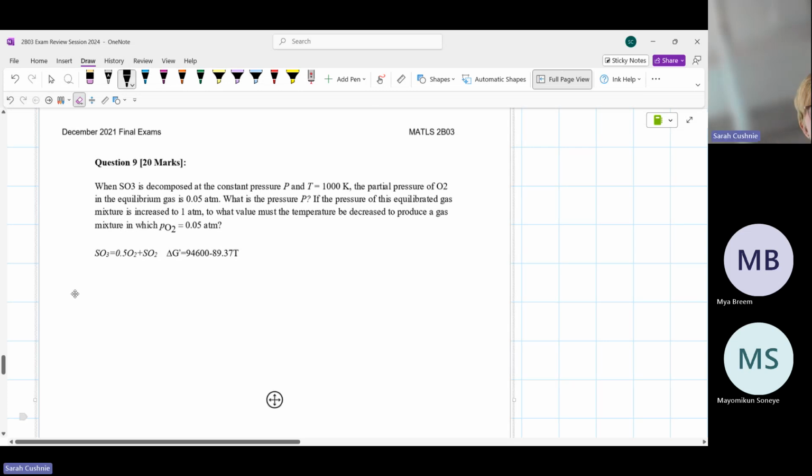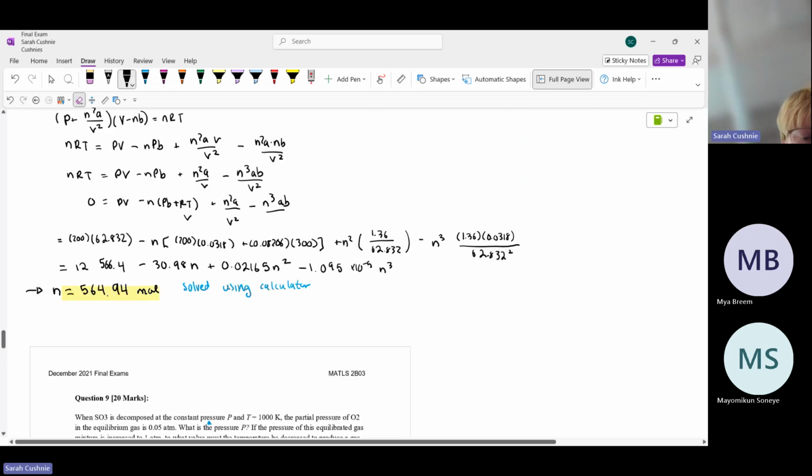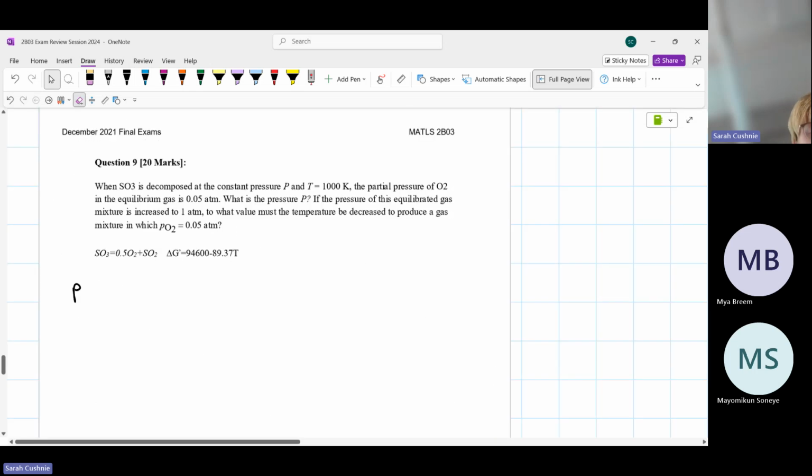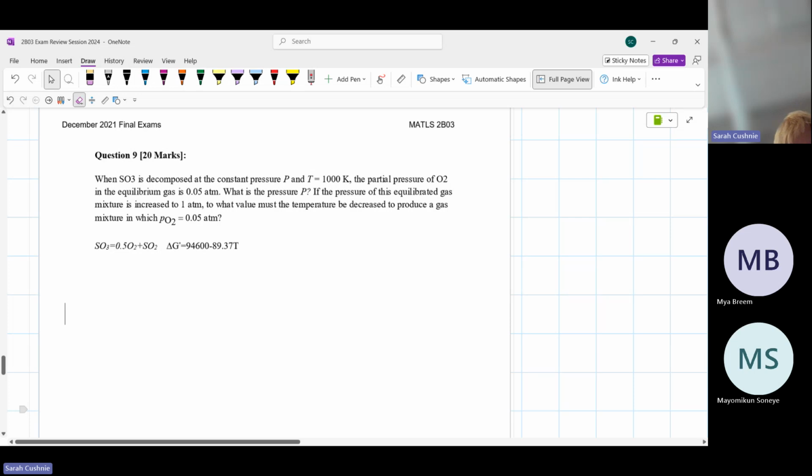Oh yeah, oh golly, I hate these questions. So the way we do this is that we know that there's some sort of equilibrium at play, right? Because we have this equal sign here, we know that it's going to be going back and forth.